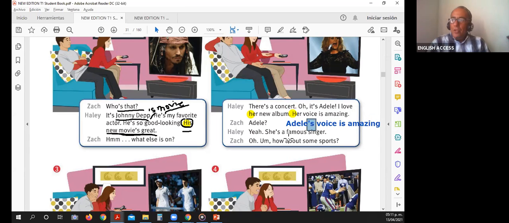In one, I'm using the possessive adjective, and in the other, I am using the possessive noun. Two ways to show possession. The voice is Adele's voice. Her voice. So we are using two ways to show possession. I don't know if that is more clear now. Those are the examples that we saw last class.